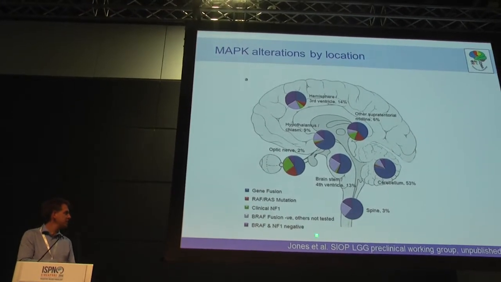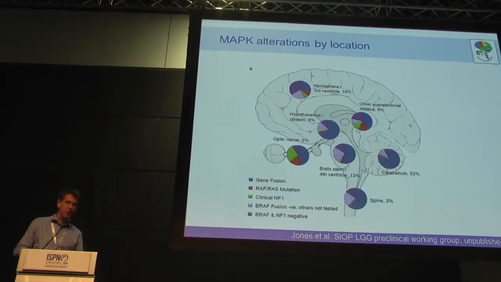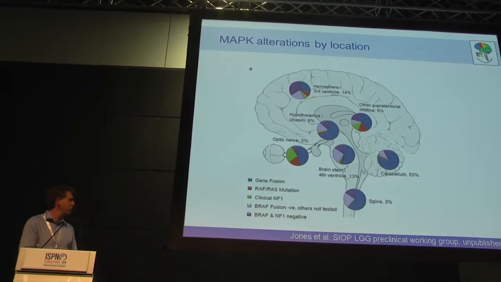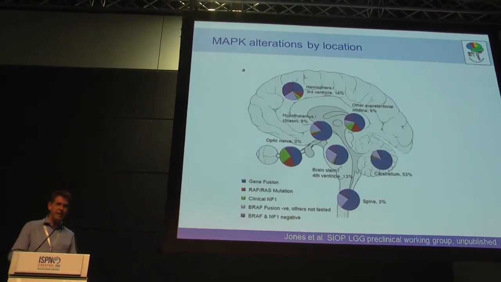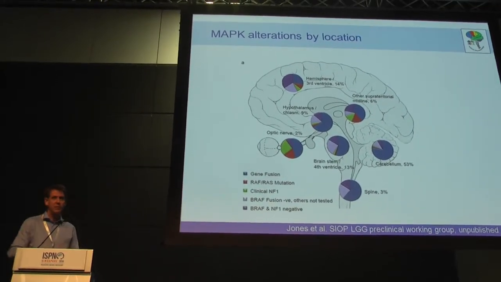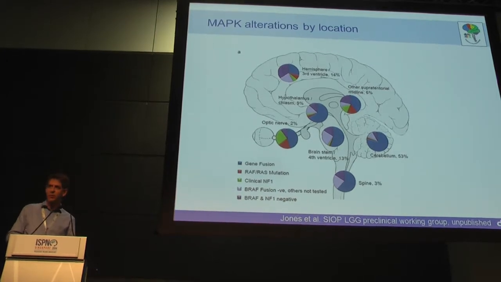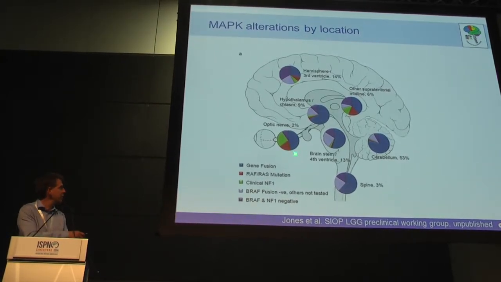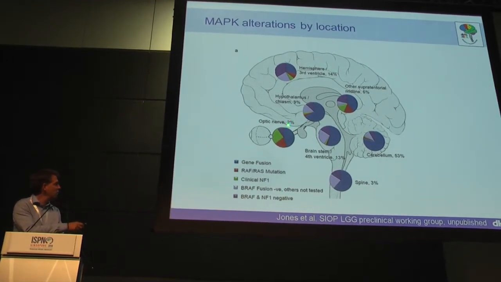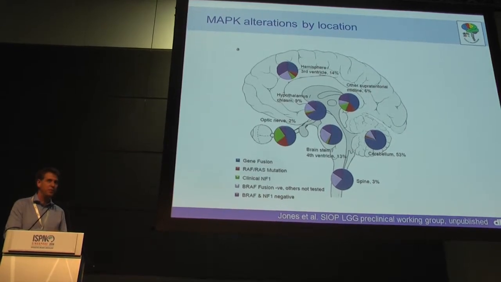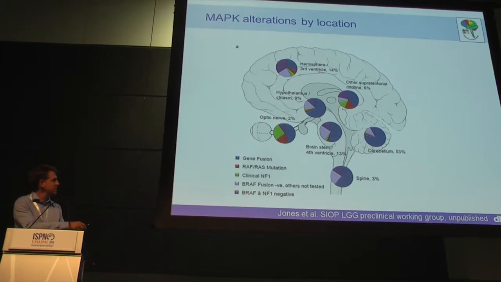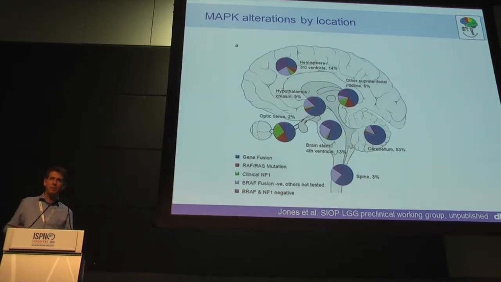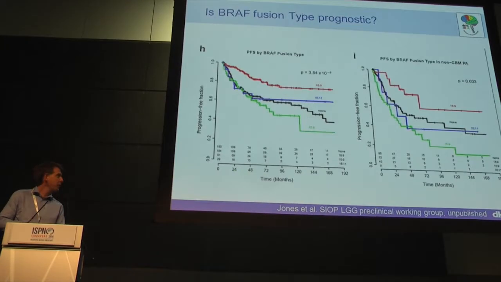What we have also appreciated before, and now when looking at a lot of unpublished or summarized data in a meta-analysis that David Jones, together with the low-grade glioma preclinical working group, has put together, is that these different hits in the pathway are not equally distributed across the different anatomic locations of these tumors. So for instance, in the optic nerve, you have less than 50% presence of BRAF fusions, whereas in the cerebellum more than three quarters are fusion positive.